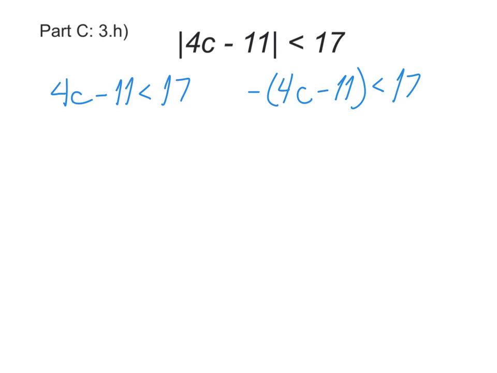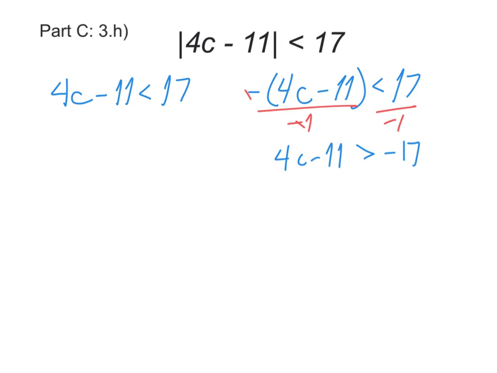Now what you'll notice in the second inequality is that if we divide by -1 on both sides, then I'll still have that same 4c minus 11. But instead of being less than, it's going to turn into greater than because we divided by the -1. And 17 divided by -1 is -17. Now we can go ahead and solve each inequality.